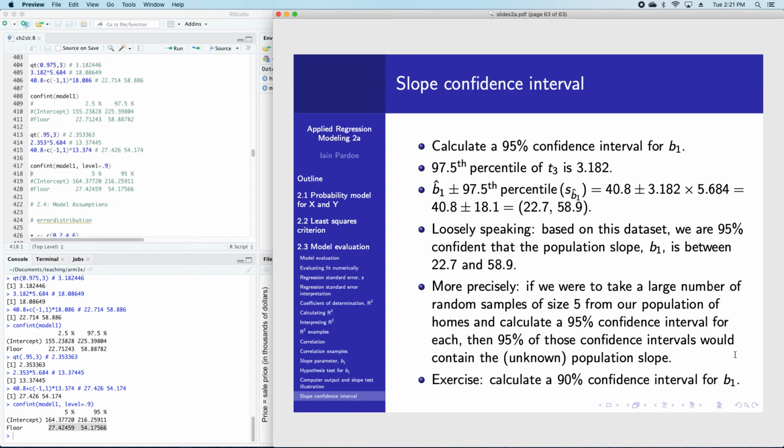So that's how to evaluate the fit of a simple linear regression model by considering the slope. So now we've talked about 3 different ways of evaluating the fit of a simple linear regression model numerically, using the regression standard error S, the coefficient of determination R squared, and thinking about the slope B1.